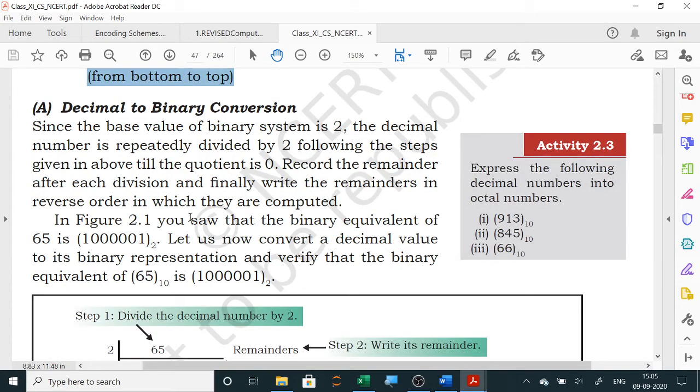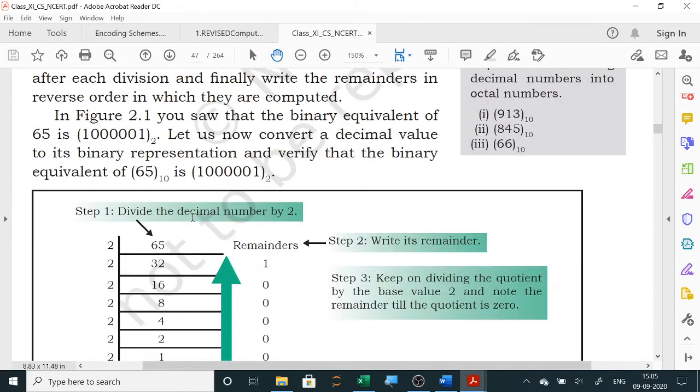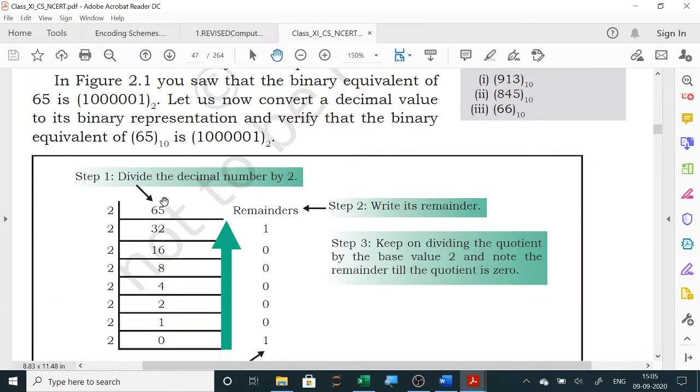Now first we will start with decimal to binary conversion. Suppose the question given is 65, so we divide it by 2. 2 32s are 64, remainder is 1. We keep on noting down the remainders here. 2 16s are 32, remainder 0. 2 8s are 16, remainder 0. 2 4s are 8, remainder 0. 2 2s are 4, remainder 0. 2 1s are 2, remainder 0. 2 0s are 0, remainder 1.